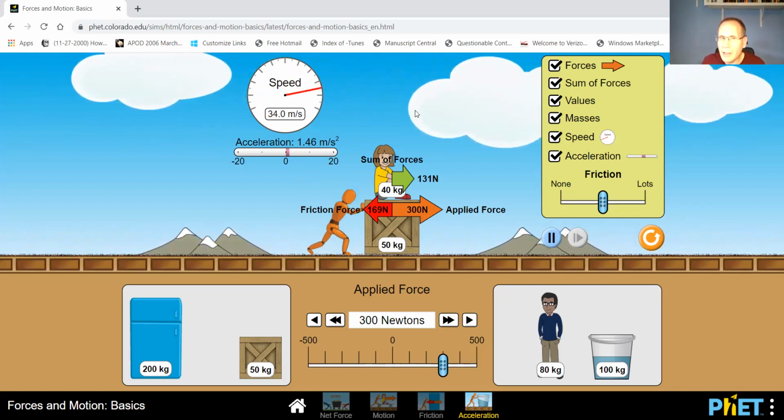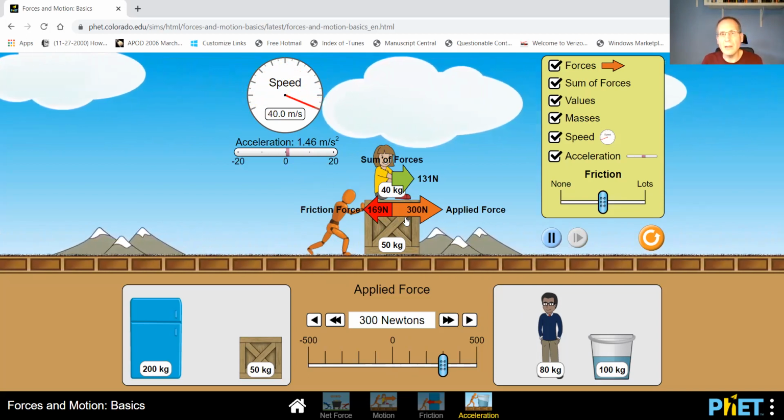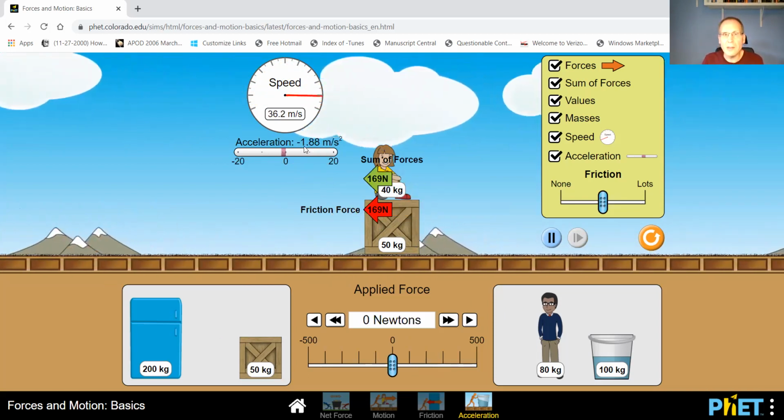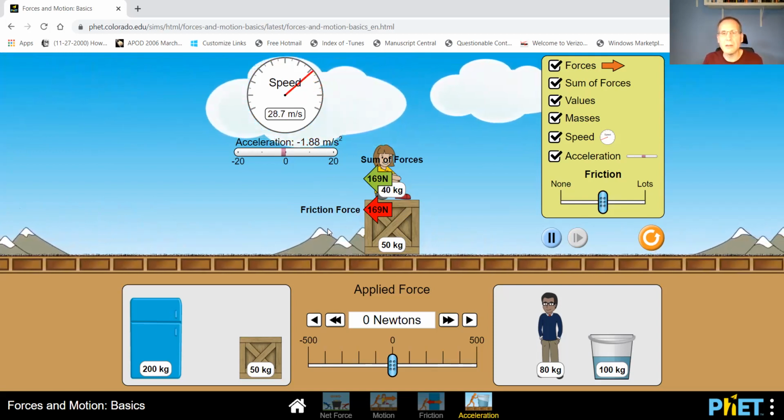So hopefully your value that you compute is close to this. And then when you compute it again, hopefully it's close to negative 1.88, right? And you want to show me those calculations.